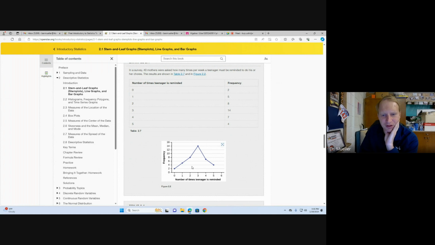3, we have a frequency of 14. And you just plot 4, we have a frequency of 7. 5, we have a frequency of 4. And then you just connect the dots like that. And that is an example of a frequency polygon. I've also seen frequency polygons where you extend it down to make it close in on the x-axis, but this textbook doesn't do that.